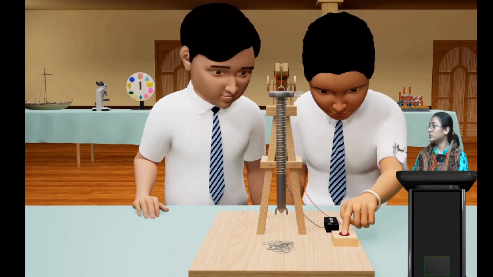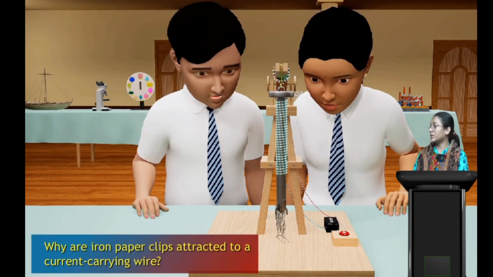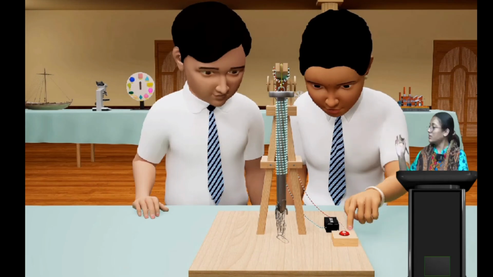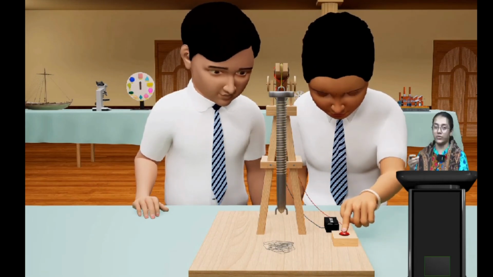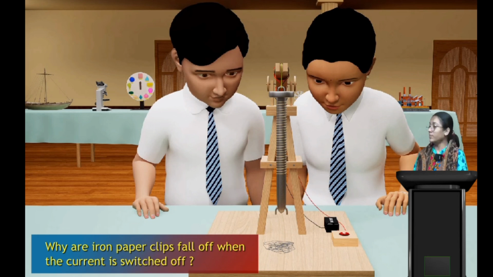See, now they are also doing the same experiment. The girl turned on the switch, and as soon as she turned it on, all the paper clips got attracted towards the iron nail, isn't it? So now the question comes: why are iron paper clips attracted to a current carrying wire? And as soon as she turns off the switch, why do the iron paper clips fall off when the current is switched off?